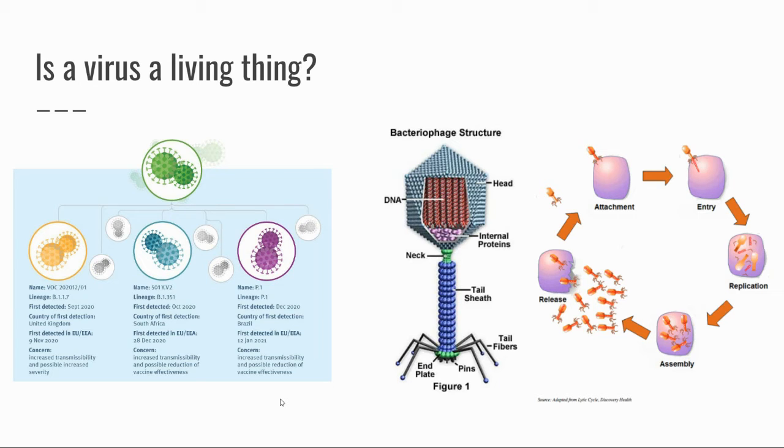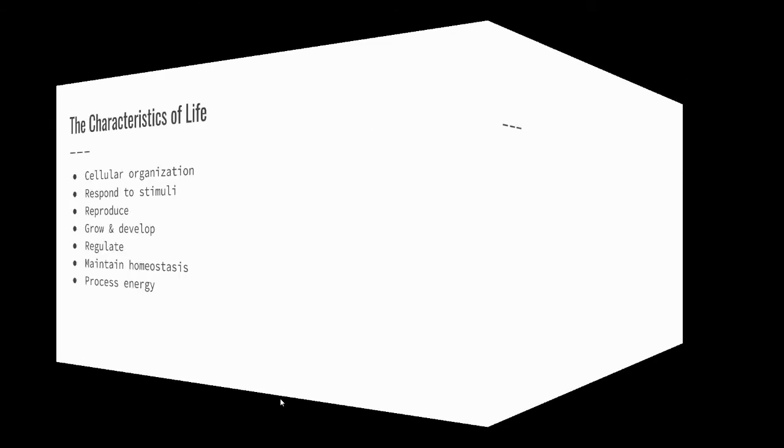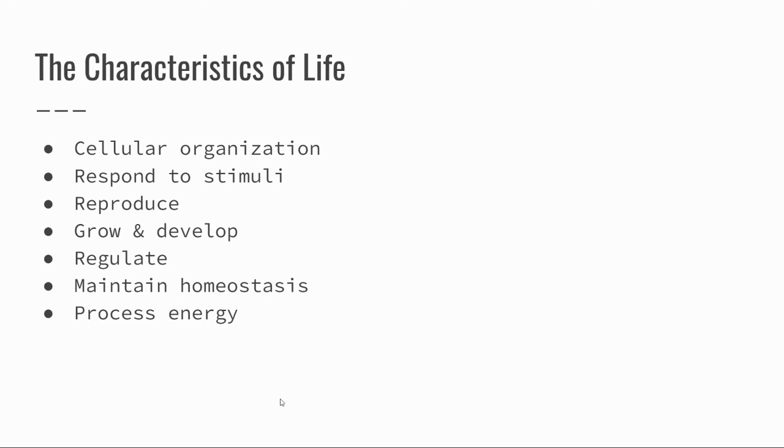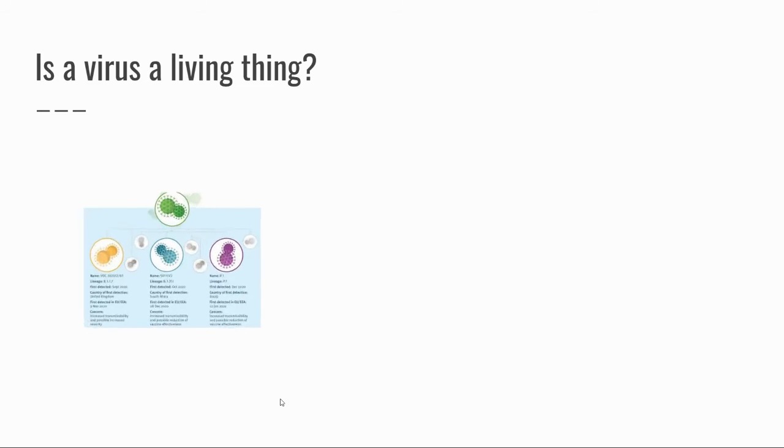If an object or substance does not meet all 7 characteristics of life, which were cellular organization, respond to stimuli, reproduce, grow and develop, regulate, maintain homeostasis, process energy, if it doesn't meet all seven, it is not considered living. So, because of that reason, we cannot call viruses alive.